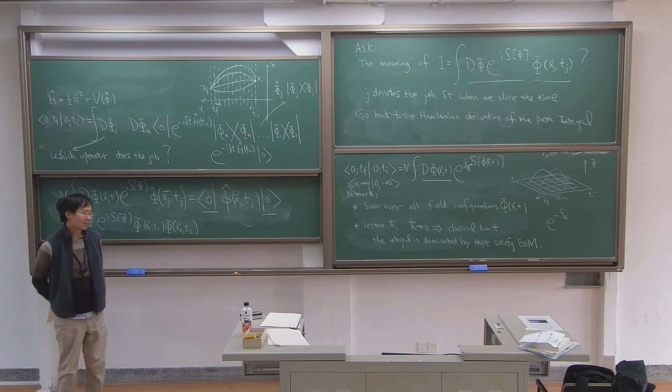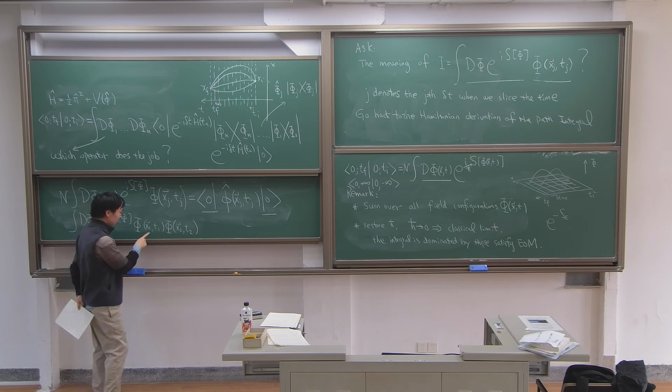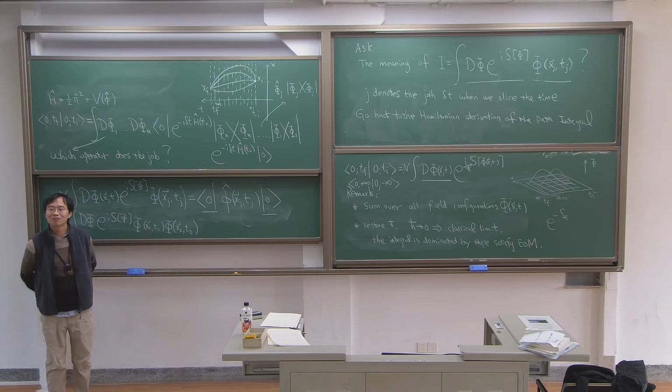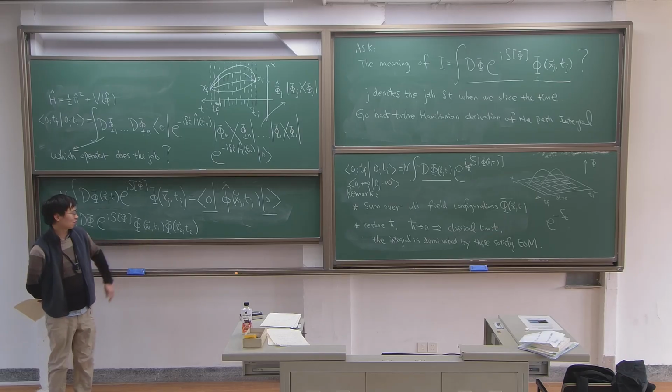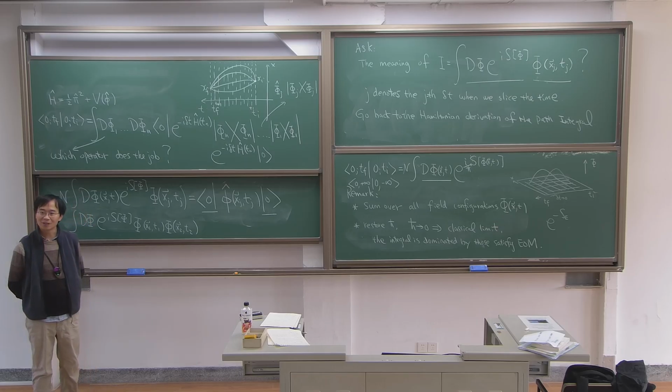And x1 and x2 accordingly tell you that for this insertion, at the t1 slice, you have to insert it at which space point. That's it. When you know this information, it's not difficult. Just translate this to the two-point function. Is that okay?